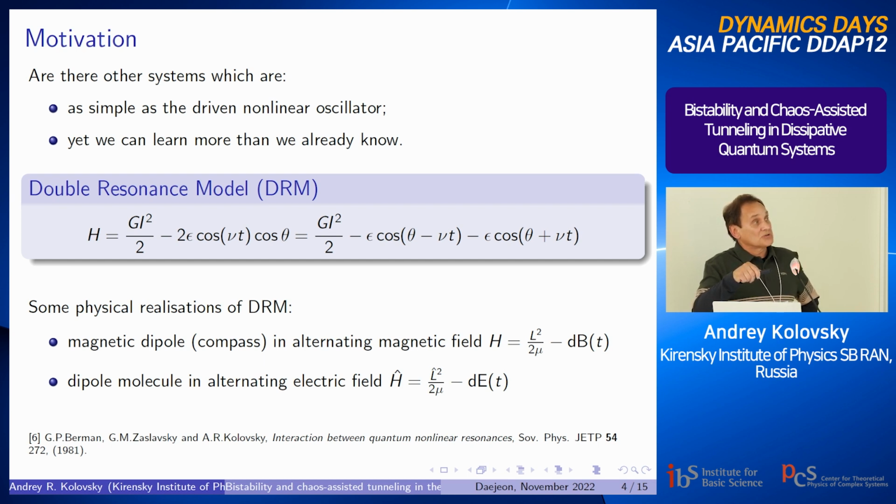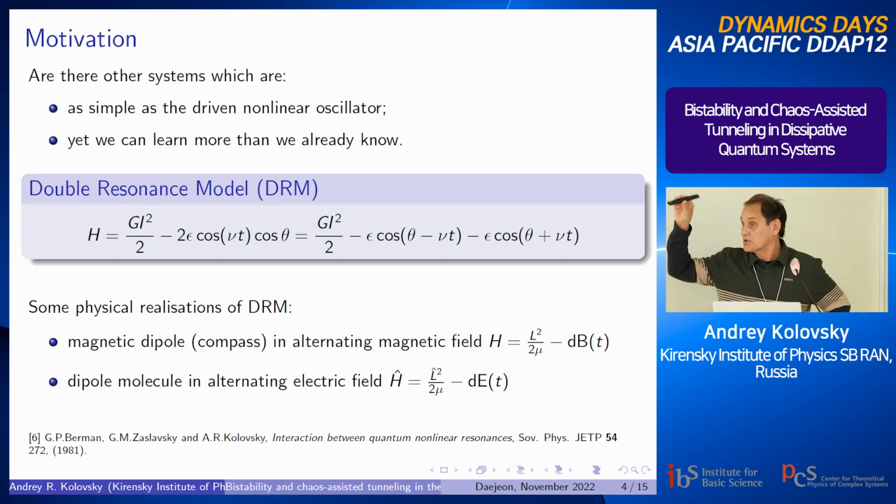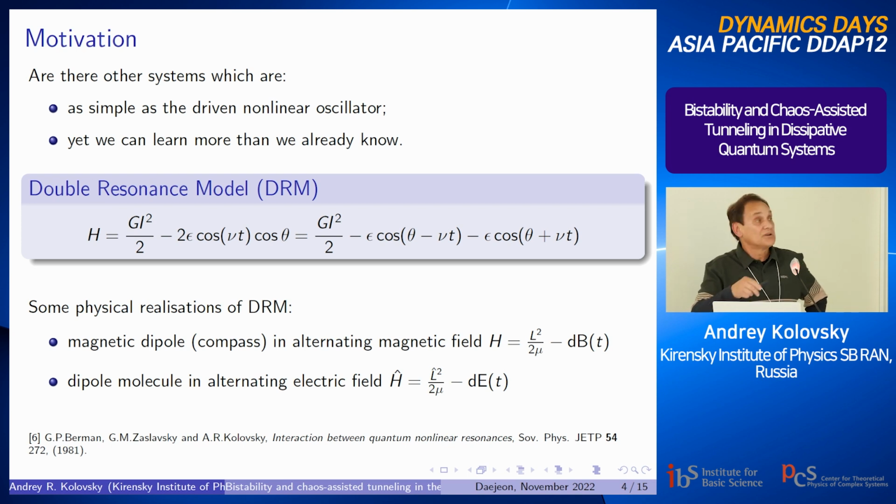You may think about the physical realization of the double resonance model as a magnetic dipole, just the arrow of a compass, in an alternating magnetic field. Then the Hamiltonian will be the angular momentum of the compass arrow divided by the moment of inertia, and the magnetic dipole moment and magnetic field B(t), scalar product. When you take this scalar product, it gives you cosine theta, and cosine nu t is already present in B(t). This is the time dependence of our alternating magnetic field.